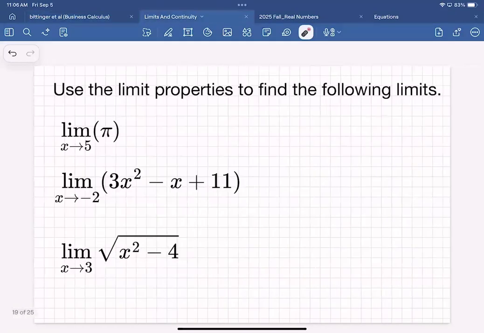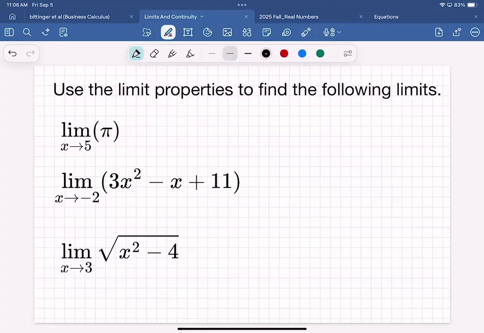With that said, if you saw the limit as x approaches 5 of pi, how would we handle that? Pi is a constant, right? That's not a variable, right? Pi is a constant value that we often think of as the rounded 3.14, right? So understand when you see this, hey, that's a constant value, so the limit equals pi.